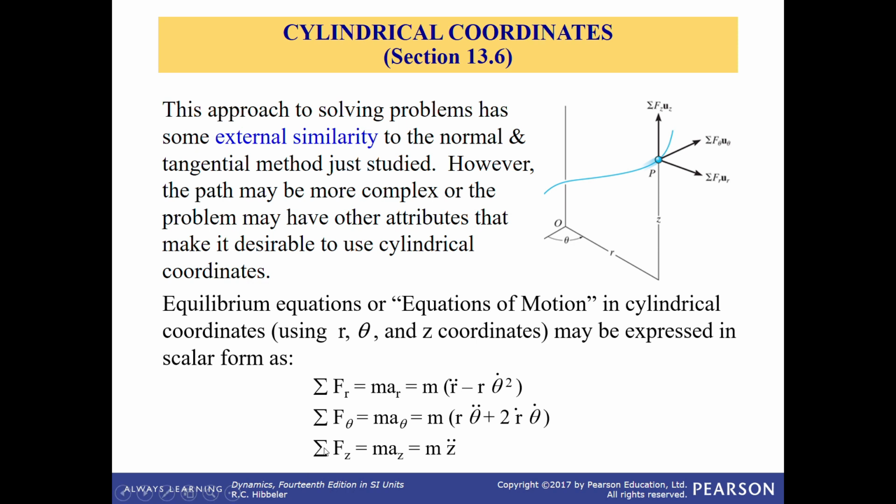And another one is summation of Fz in this plane. If we are considering the height of the particle travel as well, summation of Fz equal to m az, in which az is actually the second derivative of z. So remember that when we are talking about dot here, it's actually with respect to time. If I say r double dot, it means the second derivative of r with respect to t.